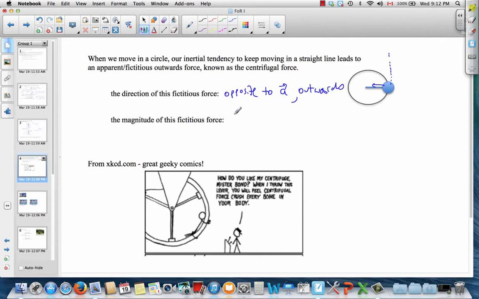How much fictitious force do we get? Well, we know the fictitious force is ma, but the acceleration when you're moving in a circle is v squared over r. So there's the fictitious force.